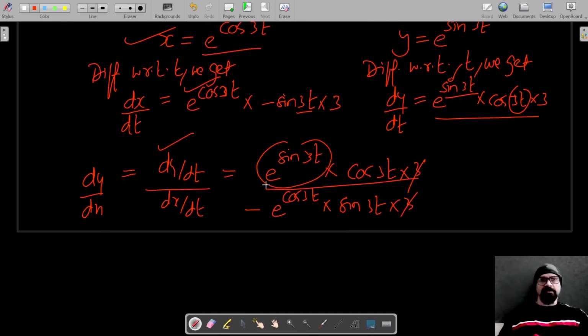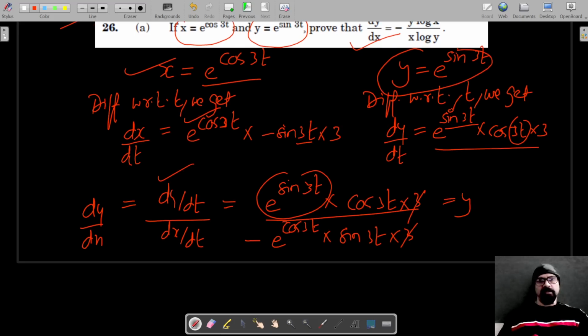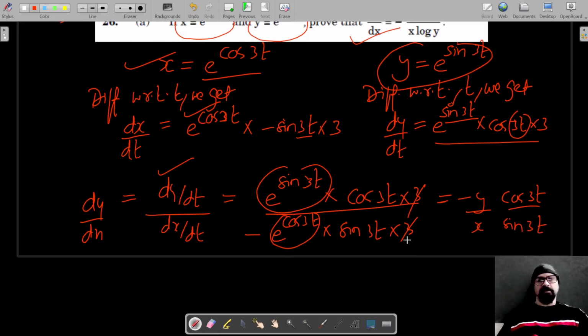Now e raised to the power sine 3t is y, so this is replaced with y, and I put the negative up. So this is equal to negative y, and e raised to the power cos 3t is x. Now this is cos of 3t upon sine of 3t.